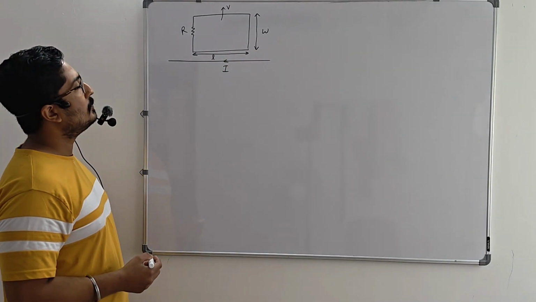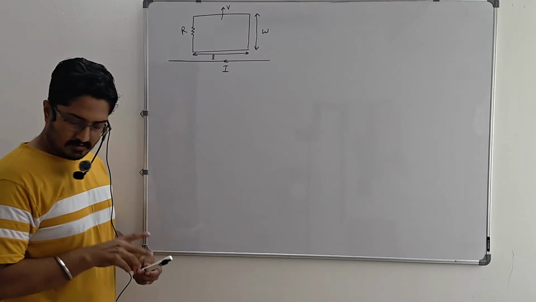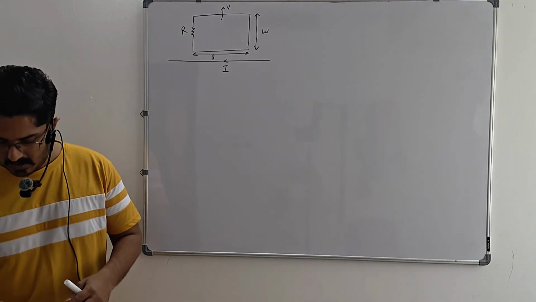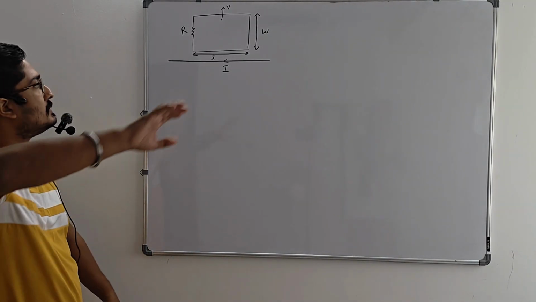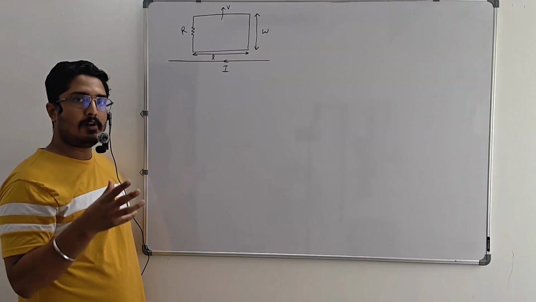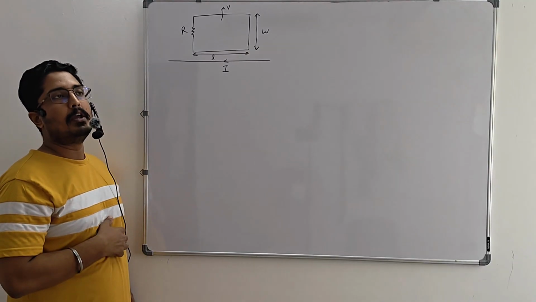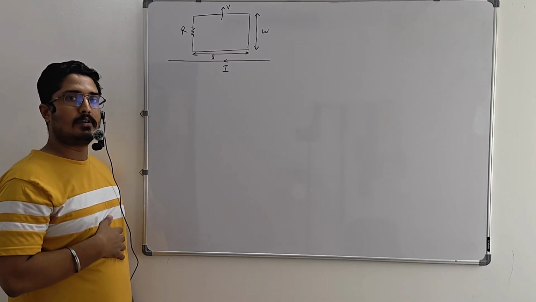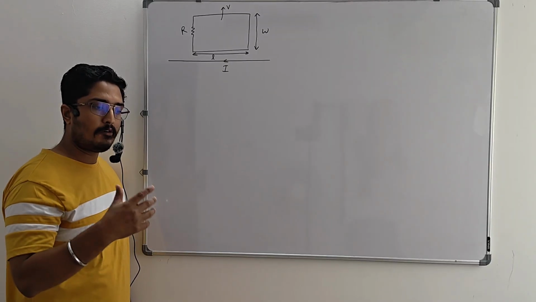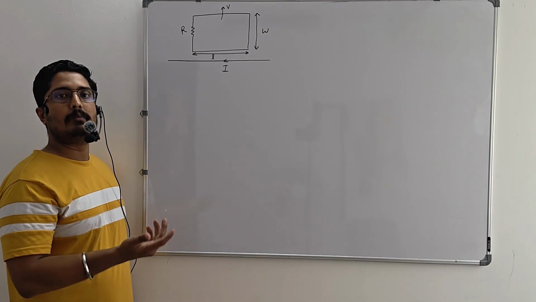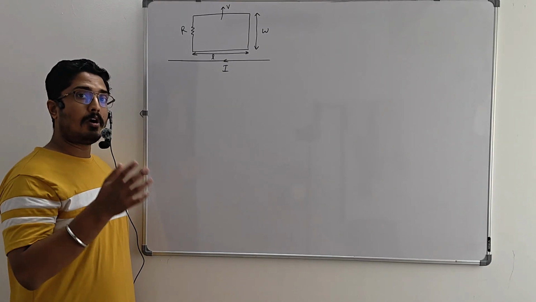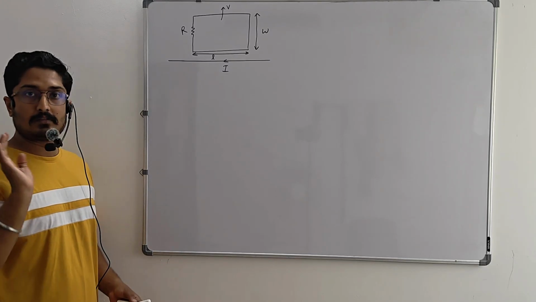Okay, so we can find this in three ways. Okay, so let me start with this. Let us find first of all the EMF induced in the loop by using the concept of Faraday's law. According to Faraday's law, rate of change of flux is going to give me the EMF.